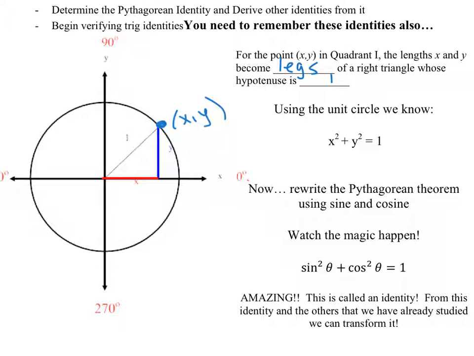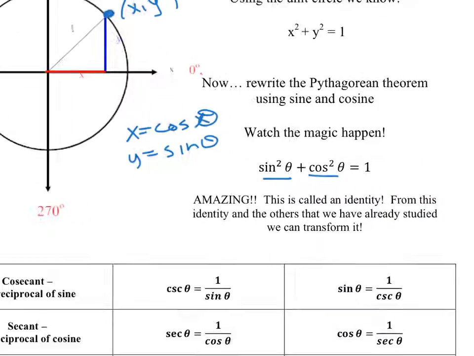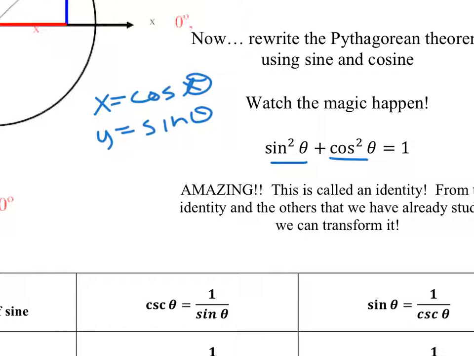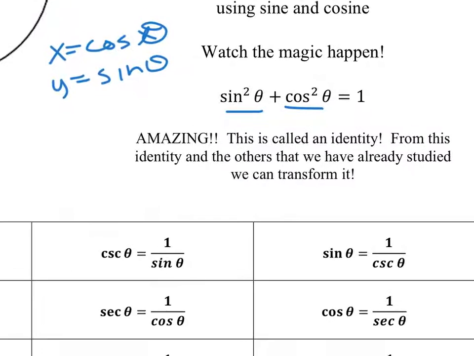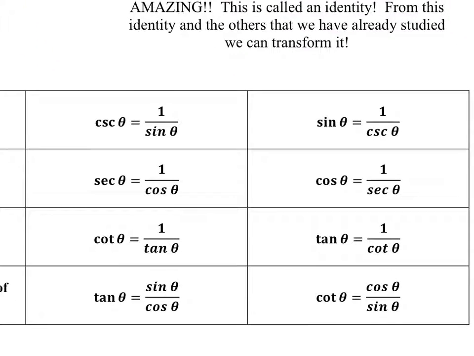Now, if we remember that x is equal to cosine of theta, and y is equal to the sine of theta, we can replace them and do this. And this is our first Pythagorean identity. So this is the first thing. If you square your x, and you square your y, put them together, and you get 1. Amazing. This is an identity. And we have all these other identities here, which are good stuff.